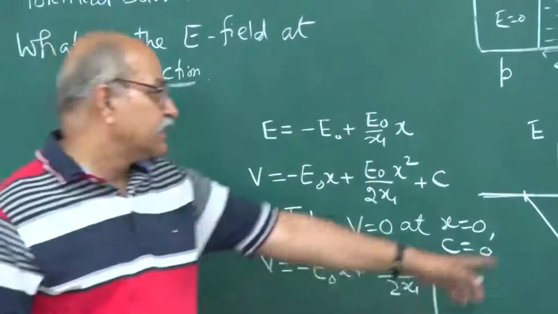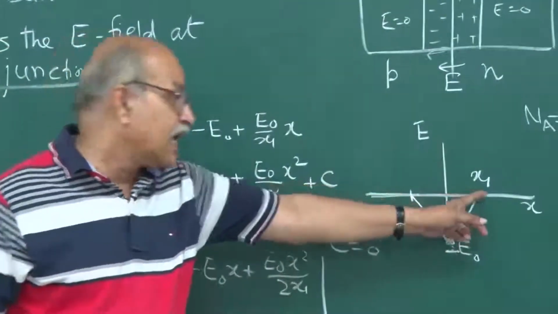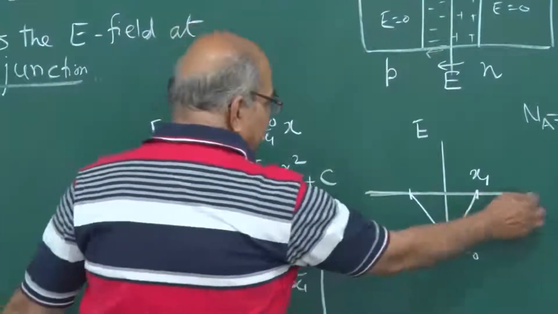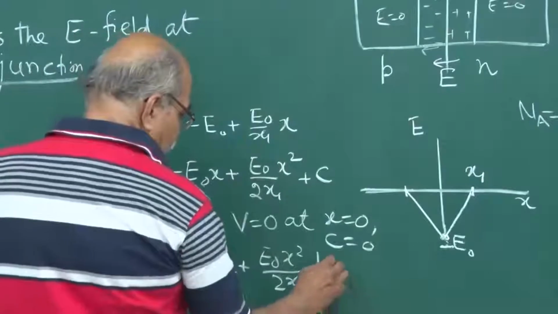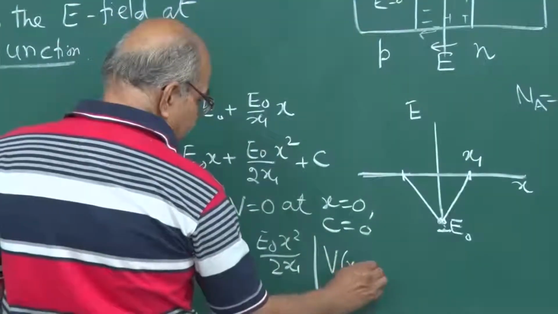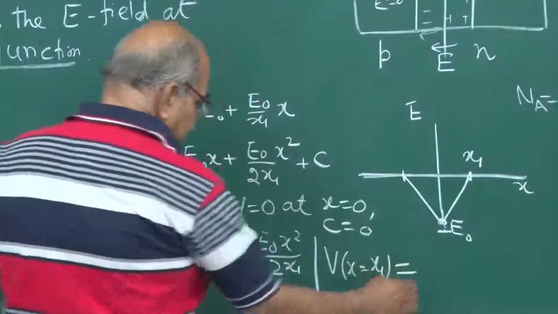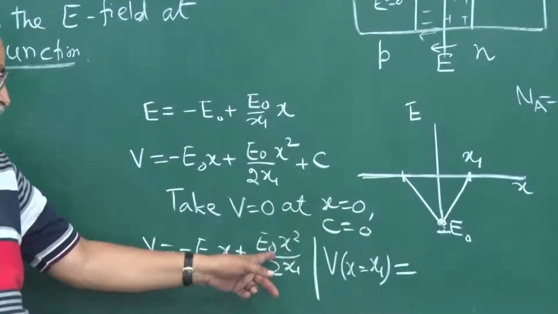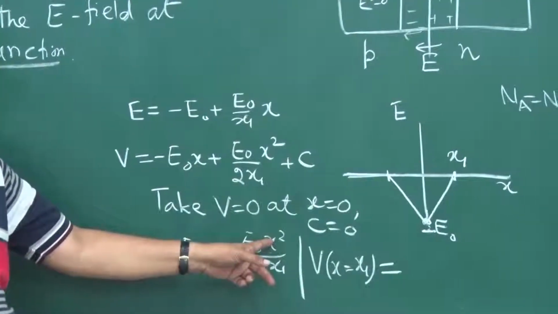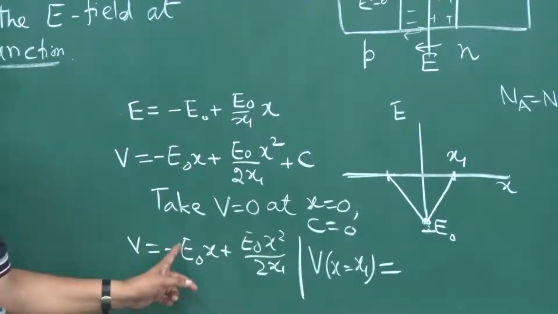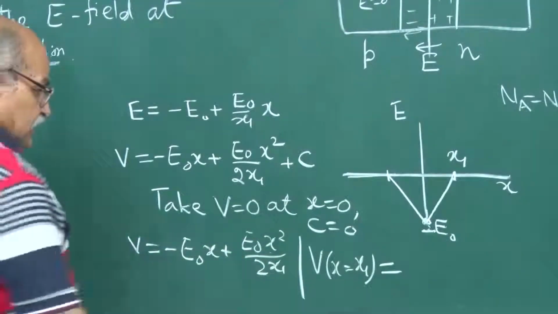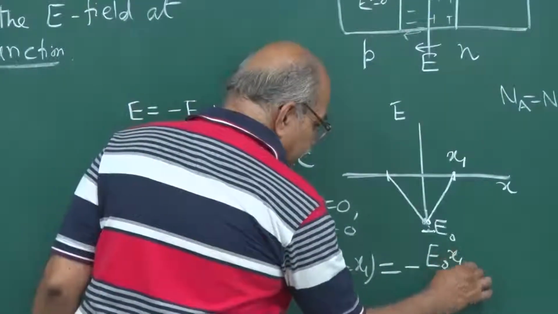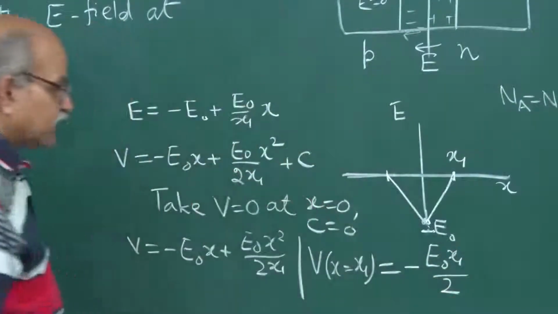And what happens here at x equal to x1 and beyond? The electric field is 0, so the potential will be constant. So V at x equal to x1: you have E naught x1 by 2, and here minus E naught x1, so it is minus E naught x1 by 2. That's the potential.